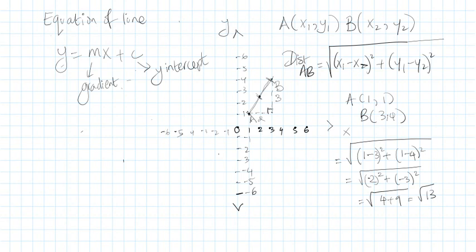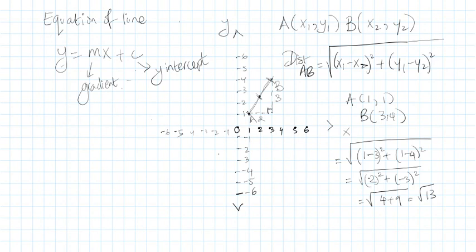Now, what does gradient really tell us? It actually tells us whether a graph is going up. So if a graph is going up like that, it's a positive gradient. If a graph is horizontal, the gradient is 0. If a graph is going down, the gradient is negative. Okay, so the gradient usually gives us an indication of how the line is behaving.